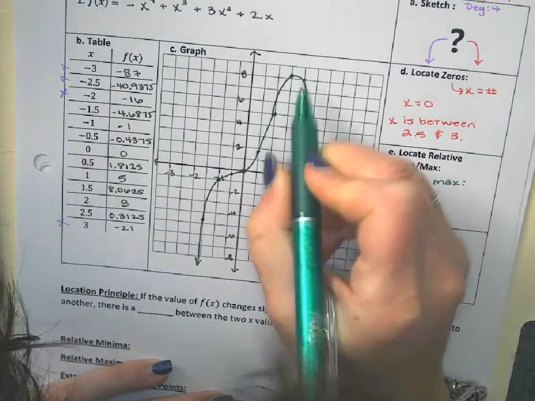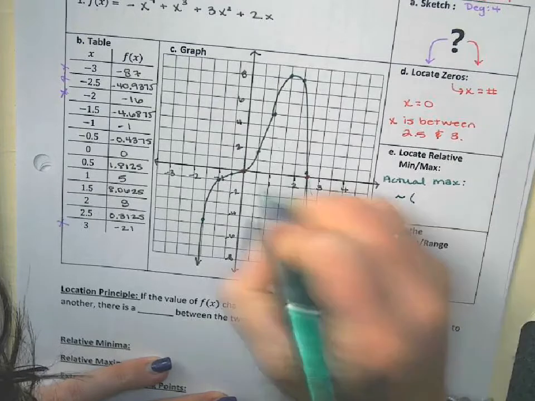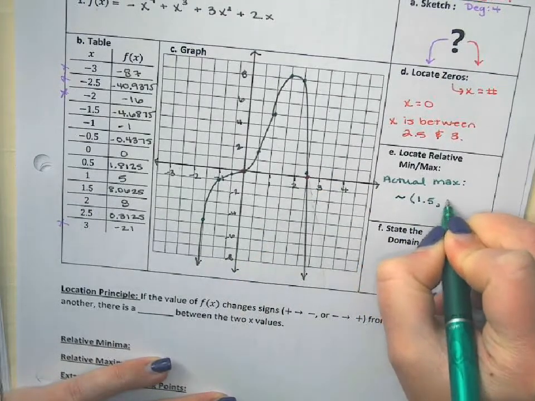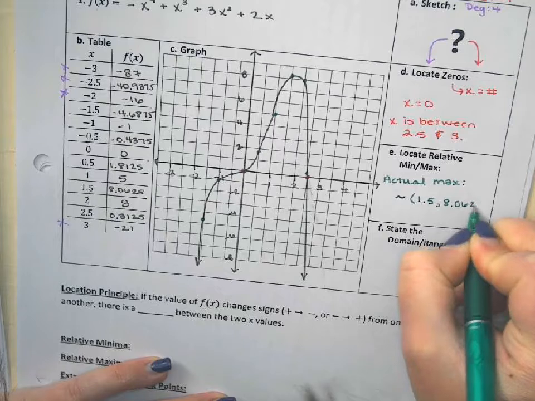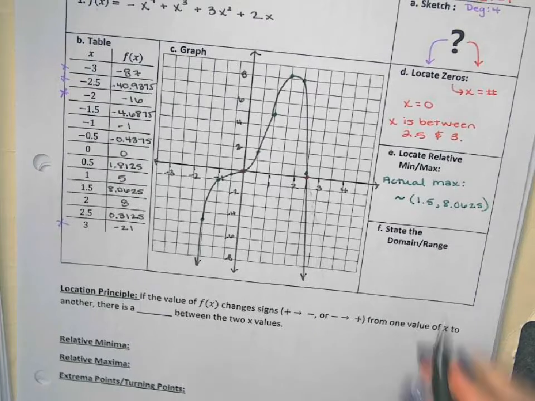And this actual max is somewhere close to approximately 1.5, 8.0625. That's the most accurate point we have on this. So somewhere around there is where our actual overall maximum is. Okay. Now what a local maximum would be is, let me sketch this down here.